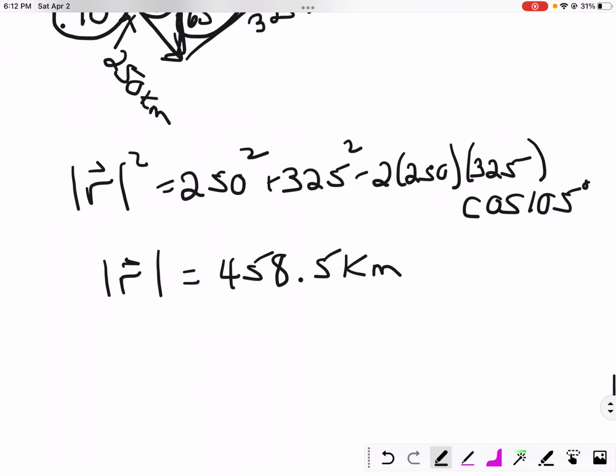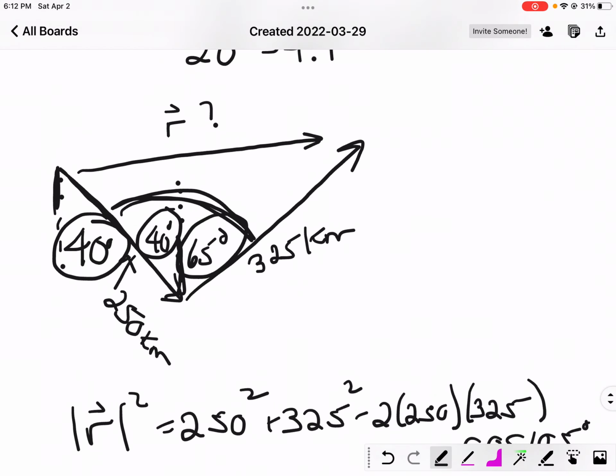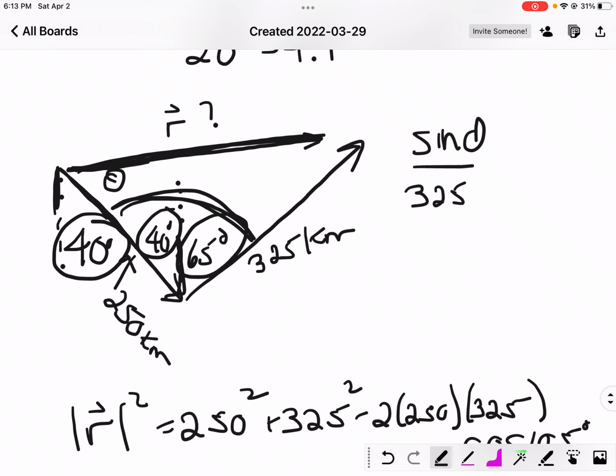Now, going back up to the diagram, we then need to find the direction. In other words, where is this headed? And to be honest, I didn't do a great job here because this diagram is somewhat deceiving. But I'm basically going to do, you know what, I can do it up here. I'm going to do sine theta over 325 equals sine 105 over 458.5.